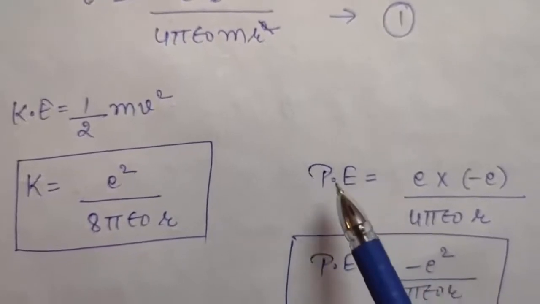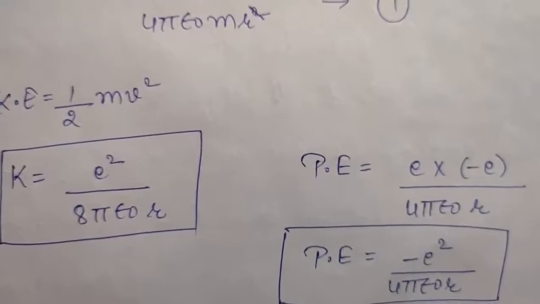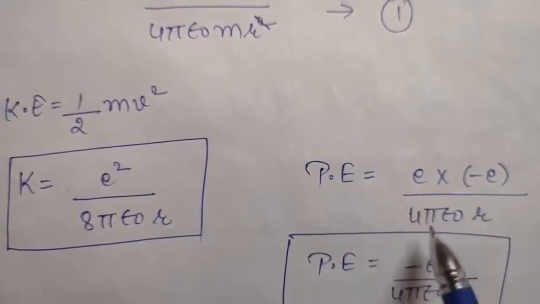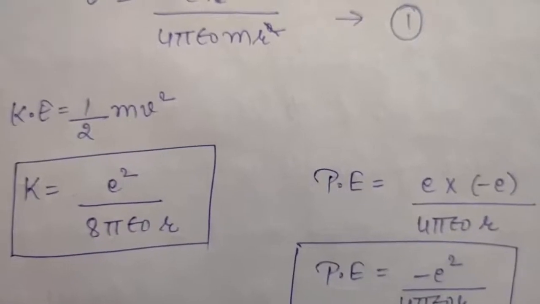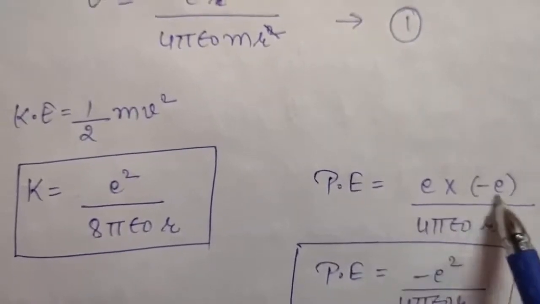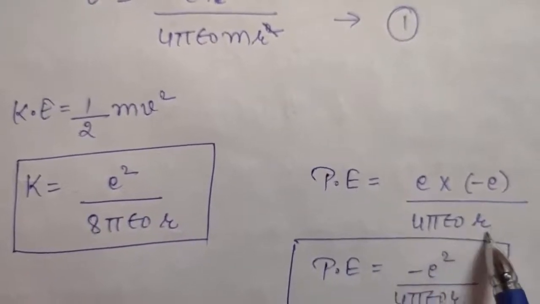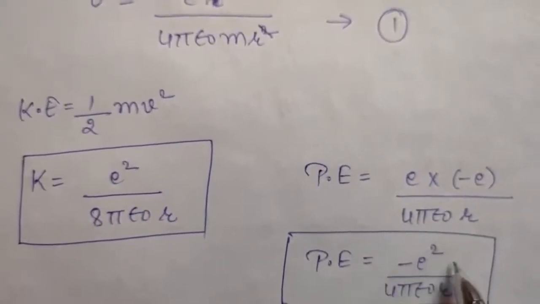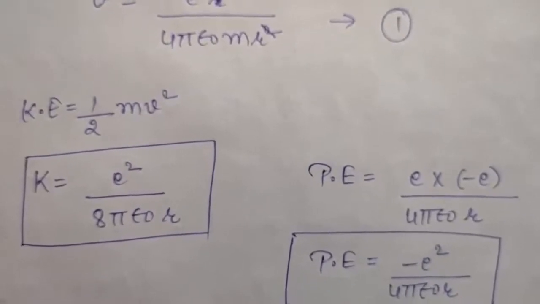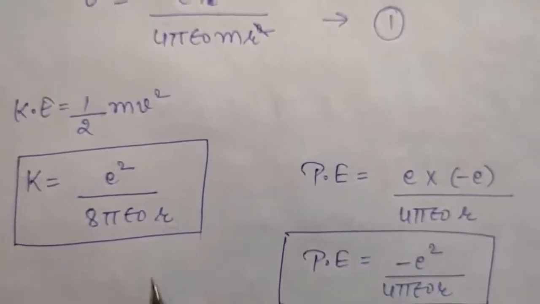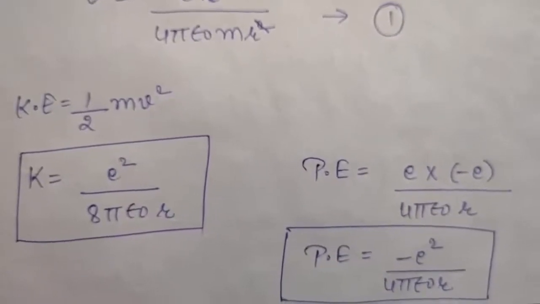Now if we want to calculate potential energy, and again you know the formula of potential energy, that is Q1 Q2 upon 4 pi epsilon naught r. Again, because I am taking Z to be 1, that will be e into minus e, because electron is negatively charged, upon 4 pi epsilon naught r. So this will come to be minus e square upon 4 pi epsilon naught r. So this is the value of kinetic energy and potential energy for an orbiting electron in hydrogen atom.